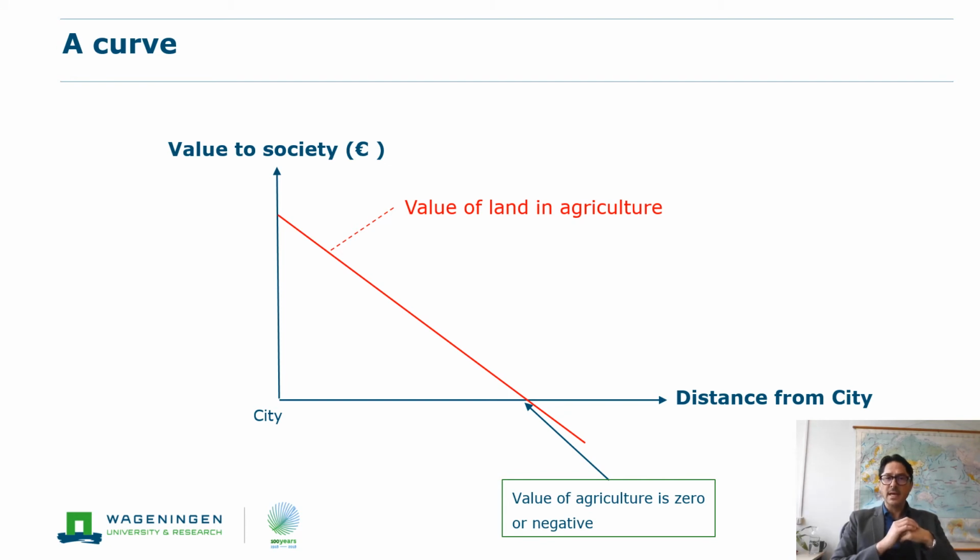This red line gives you the value of land in agriculture. This is how typically the value of land in agriculture will look like. It's very high for agriculture that is very close to the city because it's very close to the markets. But as you move away, as you go far away from the city, the value of land in agriculture goes down up to this point. At this point, the value of land in agriculture becomes 0. So to the right of this point, there is going to be no agriculture. To the left of this point, there is going to be agriculture in the land.